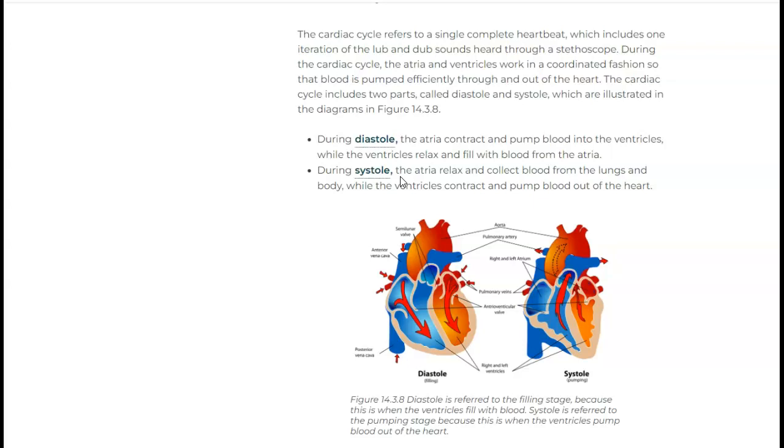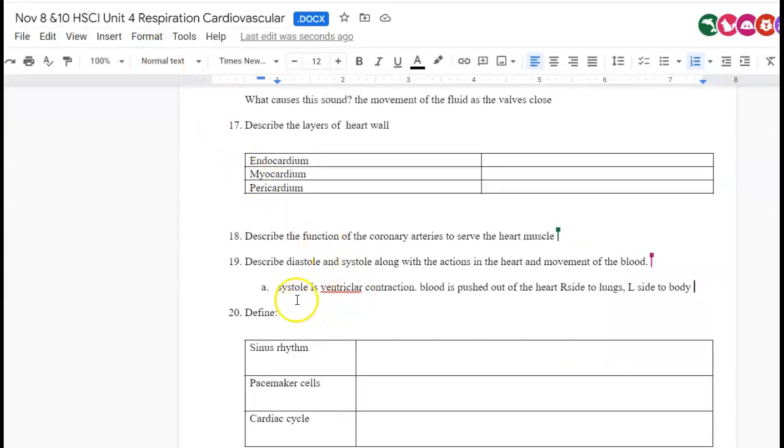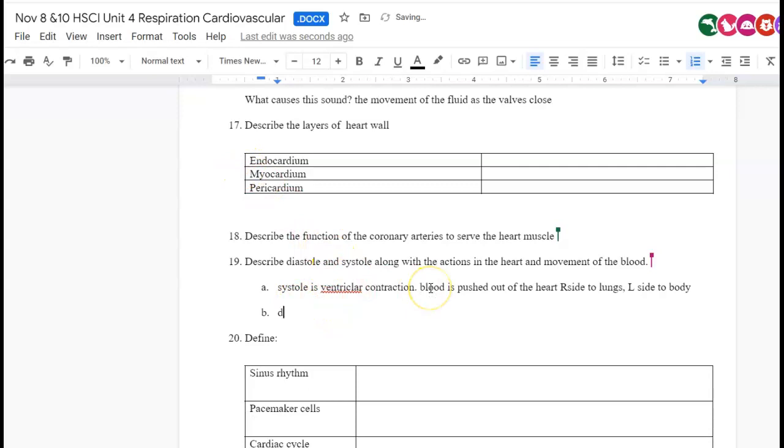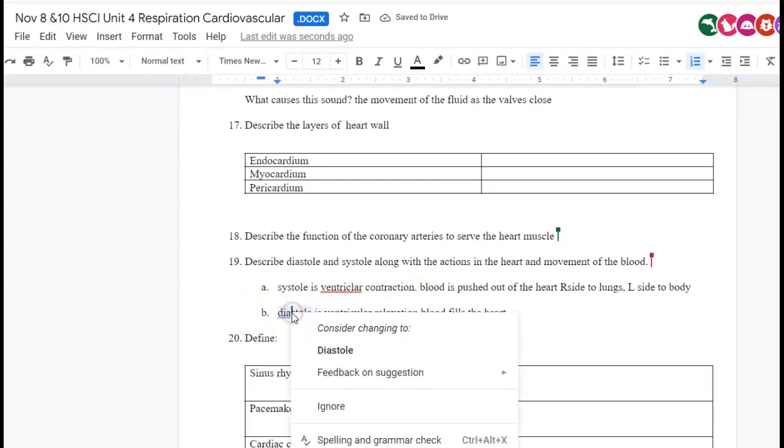Systole, ventricle contraction, blood leaves the heart. Diastole is the opposite. Diastole is ventricular relaxation. Now think, if the heart relaxes, what's going to happen? Blood fills the heart. Okay? And it will be refilling it. Diastole and systole.